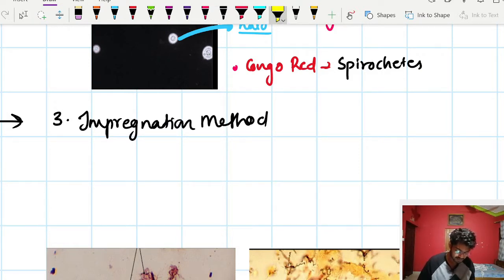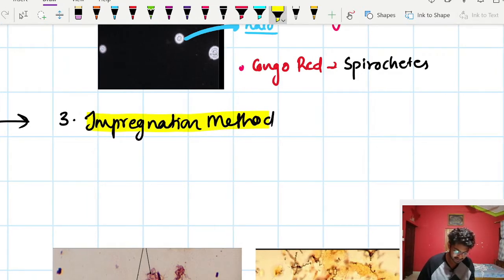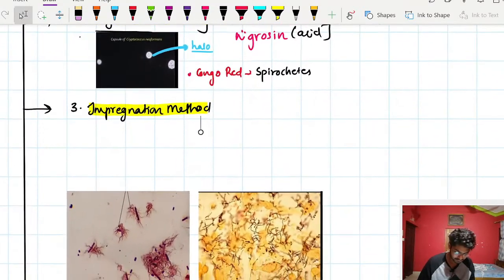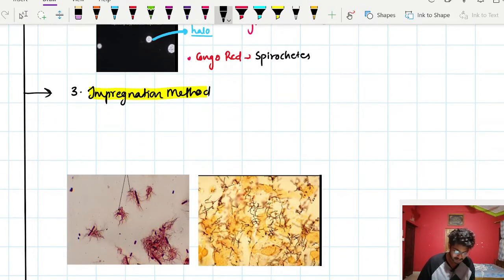What happens in the impregnation method is that some structures are very minute in size, so we cannot demonstrate them under light microscopy. So we have to thicken them up. We use things like tannic acid, silver, etc. to thicken up the structures. Impregnation means we thicken the structure so it will be visible under a microscope. That is the impregnation method.